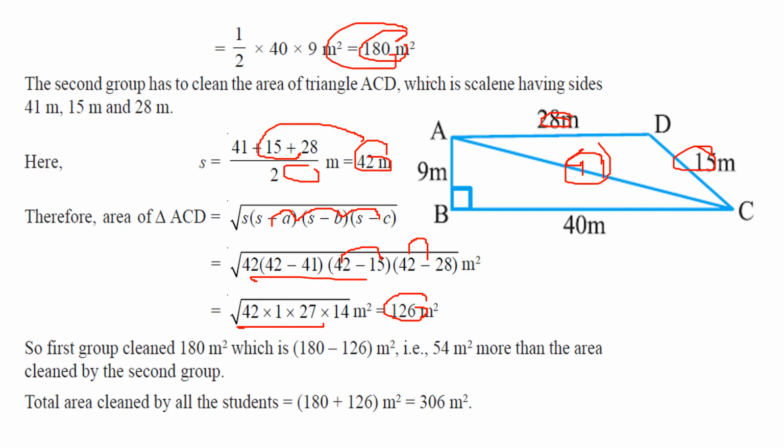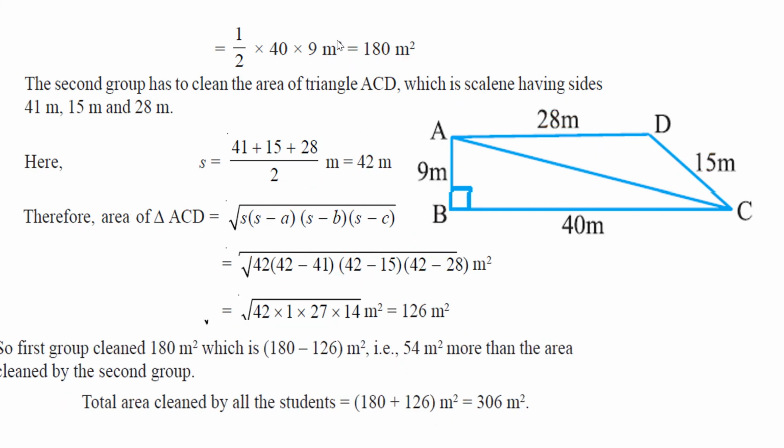So who cleaned more? The first group cleaned more. And what is the difference? 180 minus 126, that is 54 meter square more area has been cleaned. And how much area have they both cleaned? 180 plus 126, that is 306 meter square they both have cleaned.